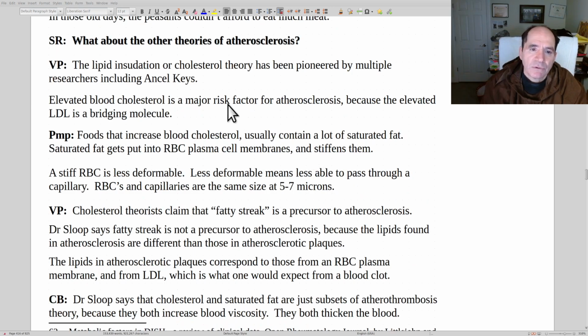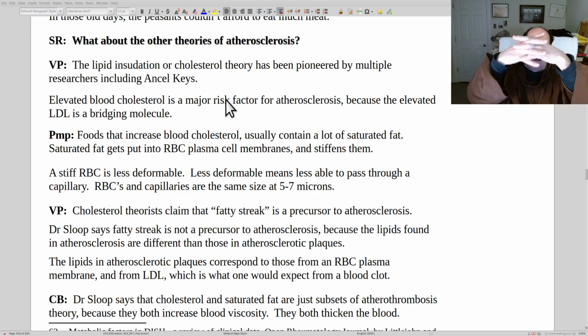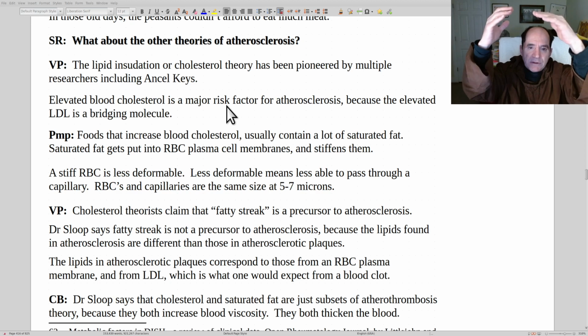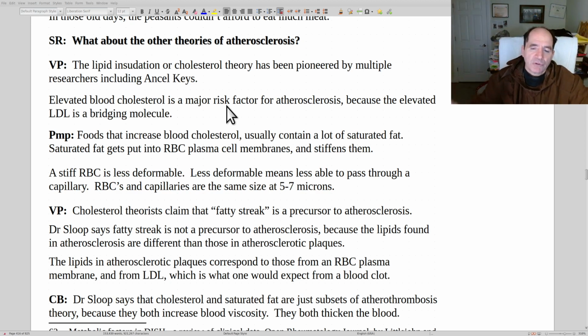What are some other atherosclerosis theories? Okay, there's the cholesterol theory, or lipid infiltration theory, and that was also pioneered by Ancel Keys. Elevated blood cholesterol is the major risk factor for atherosclerosis, just because so many people have high blood cholesterol. And LDL is a bridging molecule. The main foods that will increase it are saturated fat, which mostly means animal fat. You get chylomicrons sticking red blood cells together, LDL cholesterol sticking red blood cells together. Cholesterol also stiffens plasma membranes, and some think that it increases stiffening of red blood cell plasma membranes.